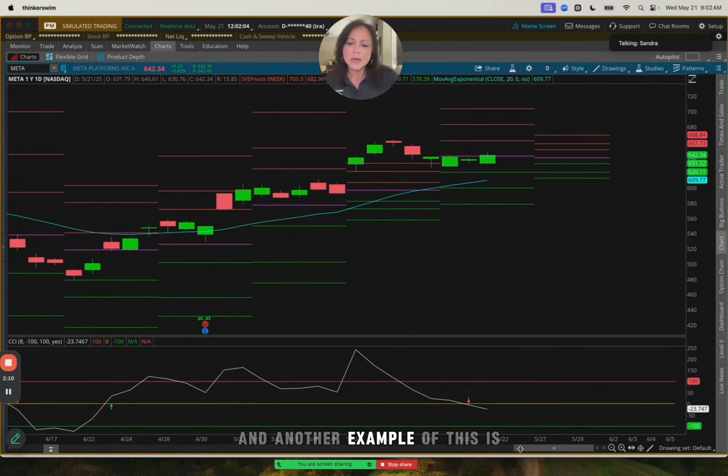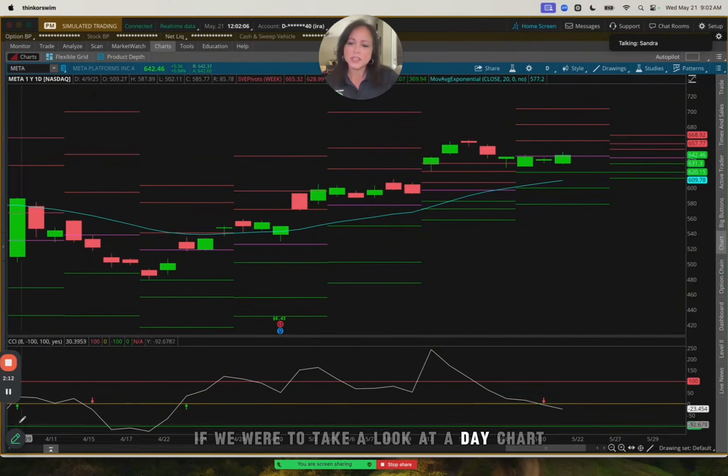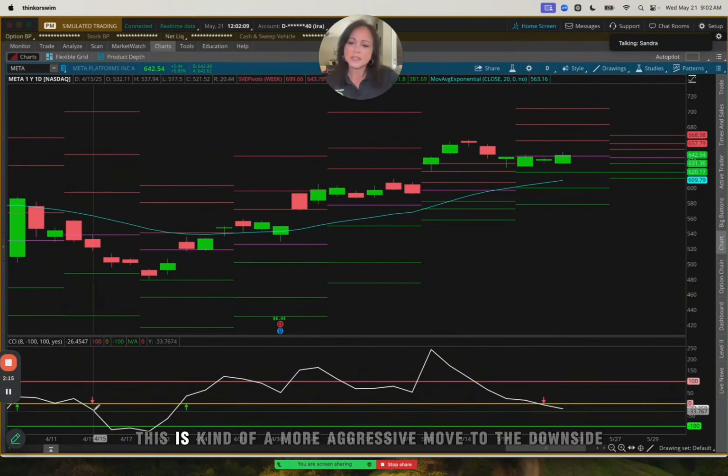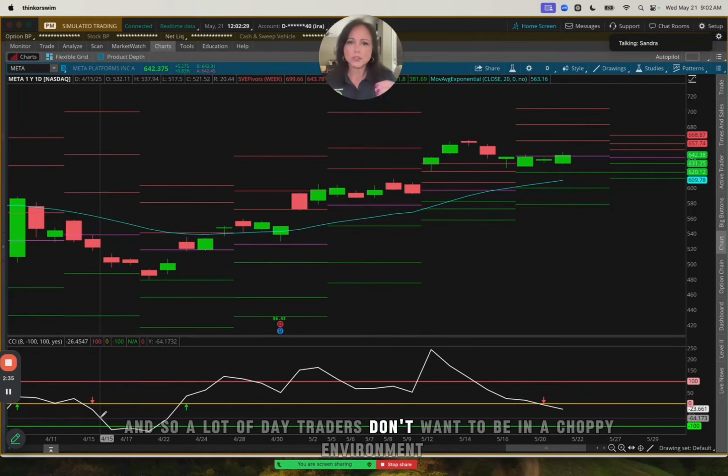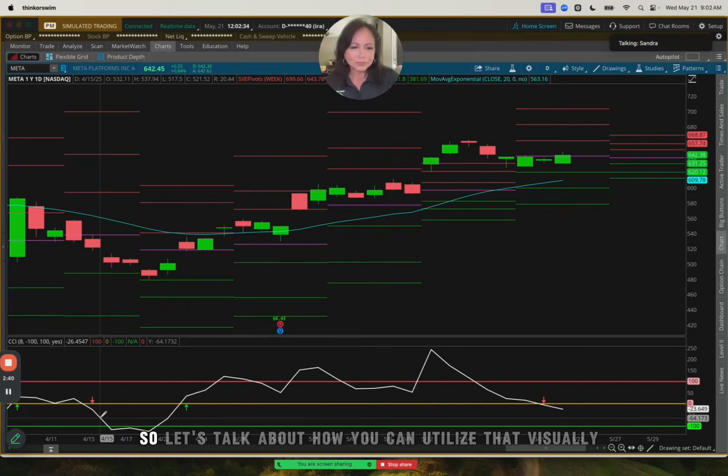Now, another example of this is if we were to take a look at a day chart, you could see how this is kind of a more aggressive move to the downside. So looking to see where momentum is, are we stable in momentum and going sideways? Are we going straight down? Are we kind of just hovering over the zero line, or are we going straight up? So momentum drives price. And so a lot of day traders don't want to be in a choppy environment. So let's talk about how you can utilize that visually.